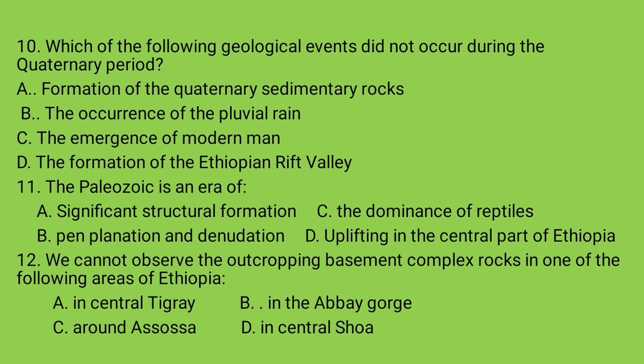Question number 10. Which of the following geological events did not occur during the Quaternary period? A. Formation of the Quaternary sedimentary rocks. B. The occurrence of the pluvial rain. C. The emergence of modern man. D. The formation of Ethiopian Rift Valley. The answer is the formation of Ethiopian Rift Valley, which was formed during the Tertiary period of the Cenozoic era.